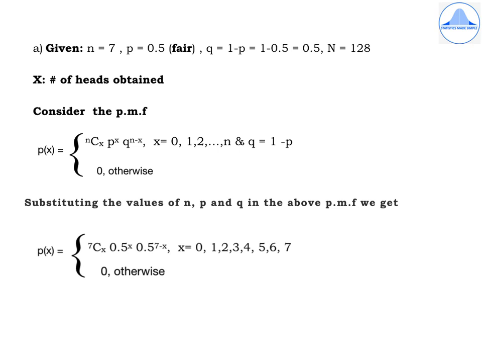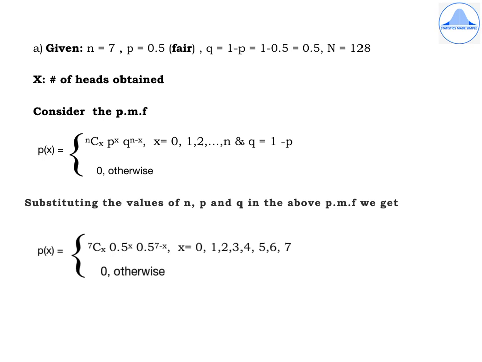So write down the first step. Given small n is equal to 7. Now because of the word fair, we know that the parameter p is 0.5. Now find out q, which is 1 minus p. 1 minus 0.5 is 0.5. And capital N is equal to 128. Now what is the next step? The next step is to define the random variable capital X. And capital X will always be the heading of the first column in the table. So you can write X as number of heads obtained.